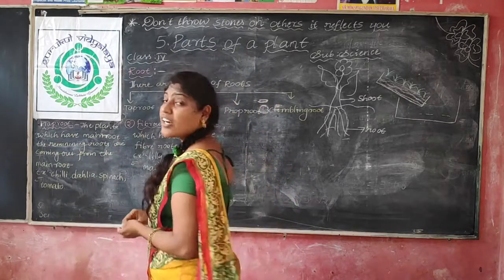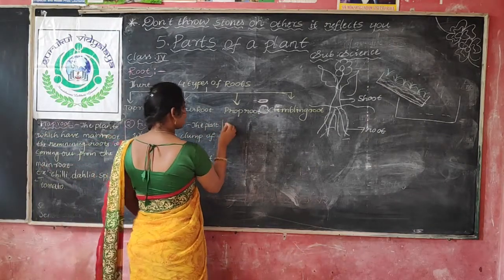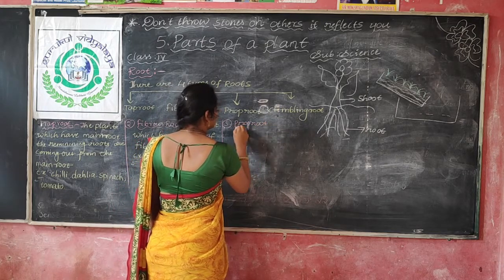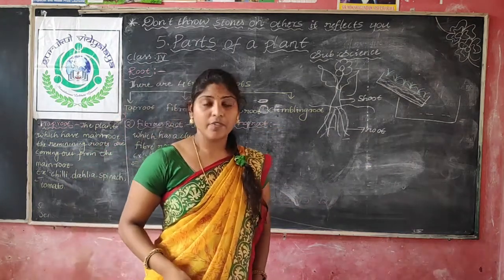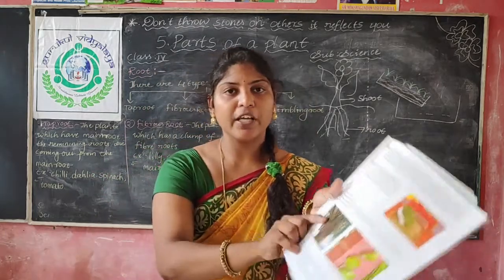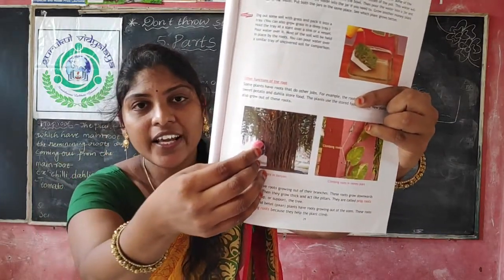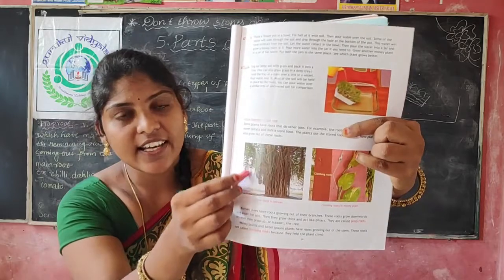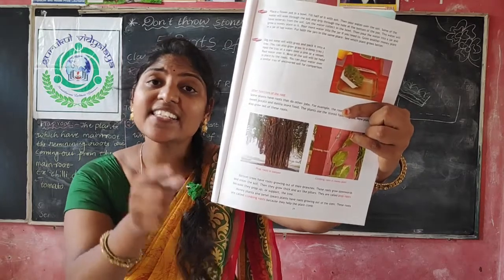And next, what is the third type of root? The third type of root is the prop root. Prop root means, for example, if you take a banyan tree, how does the banyan tree look? You can see here the banyan tree. Look here. There are things like branches. Actually those are roots. The banyan tree has these roots.